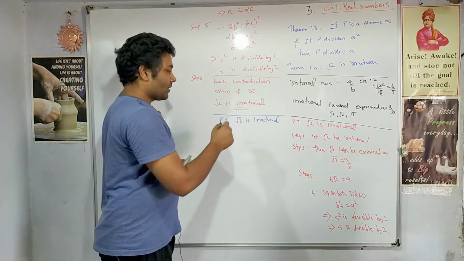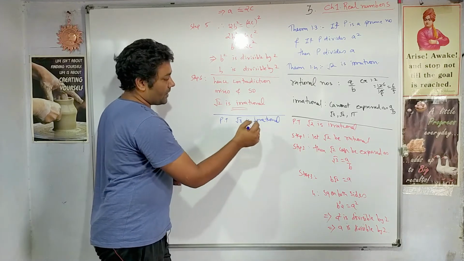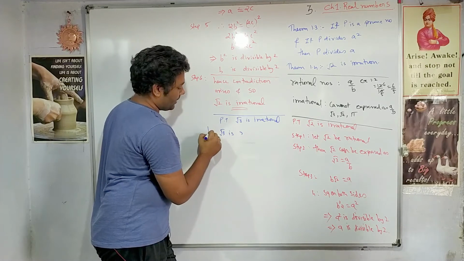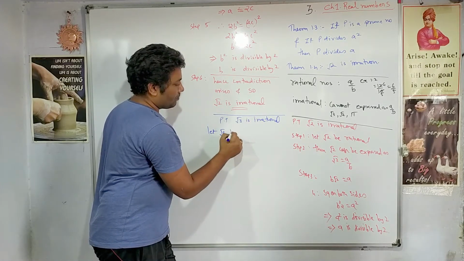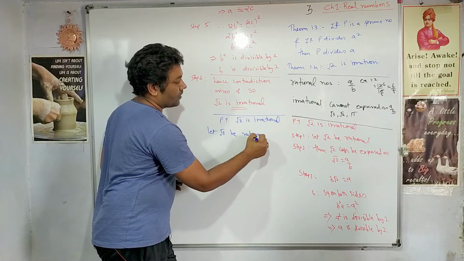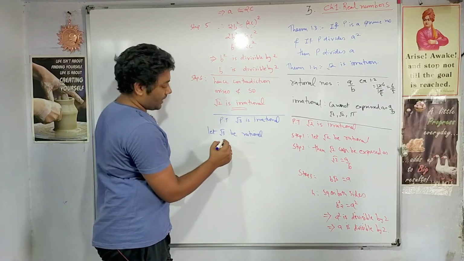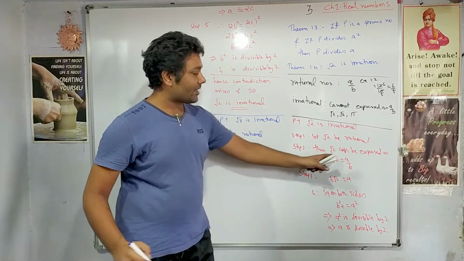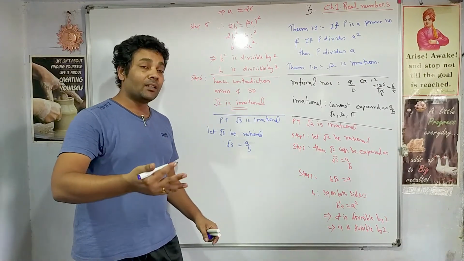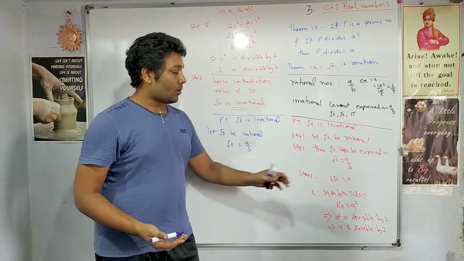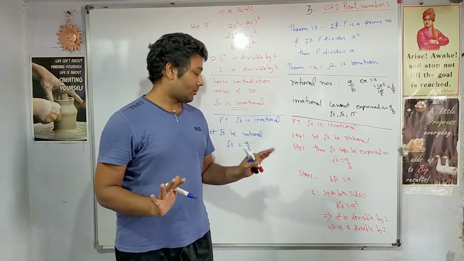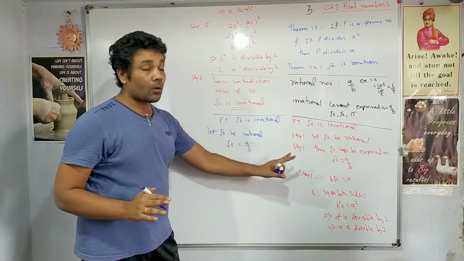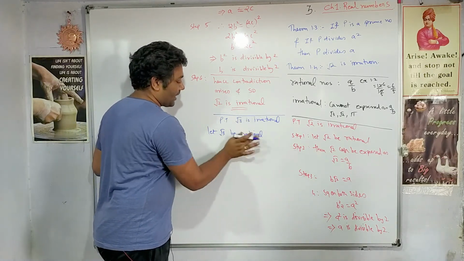Now let us see how we solve this. So again, as per step 1, we write down, let root 3 be rational. When root 3 is rational, then root 3 can be written as a by b. If you add such sentences, that will add value to your solution. Your solution will appear better. Sometimes I may add, I may not add, but you should always add. I'll add this time. Let root 3 be rational.